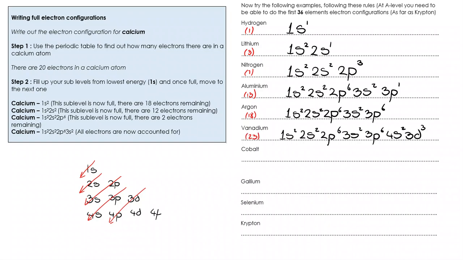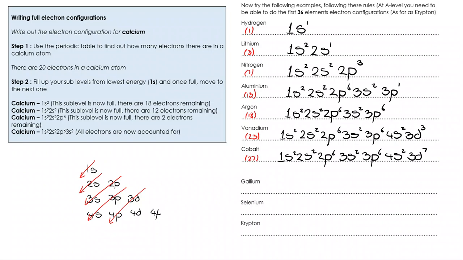So vanadium, which has got 23, remember we fill 4s before we fill 3d, as this diagram shows. So we go 1s2, 2s2, 2p6, 3s2, 3p6, 4s2, 3d3. Cobalt has got 4s2, 3d7 at the end, and you can count it up. It's 7 across in the transition metals.